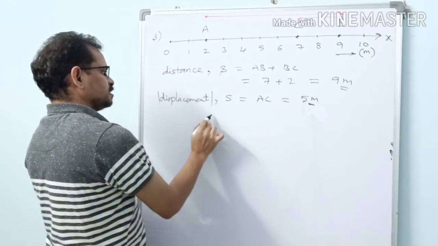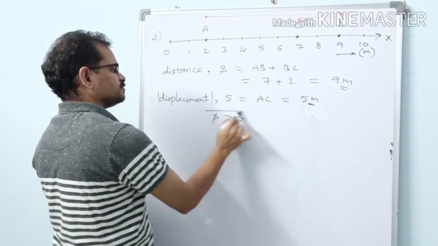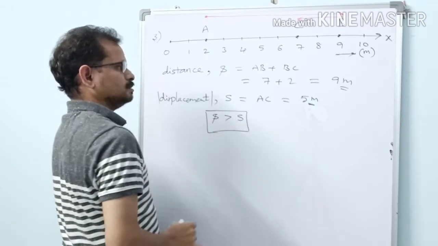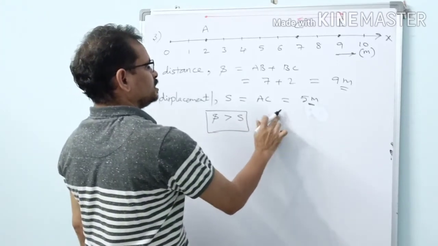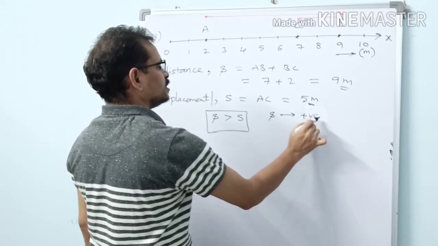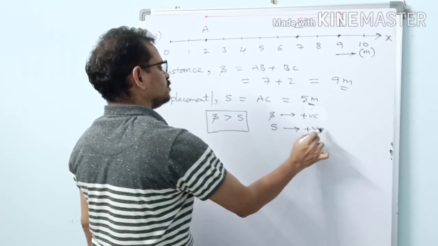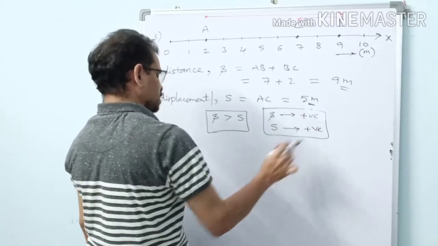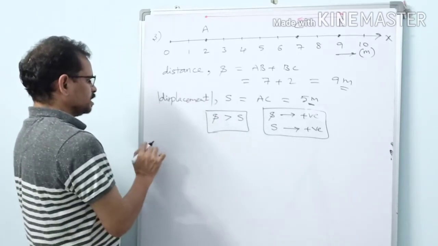So in this case, distance is greater than displacement. This is one example where distance is greater than displacement. Then what about distance? Distance is positive. What about displacement? Displacement is also positive. Got it, guys? Next example.